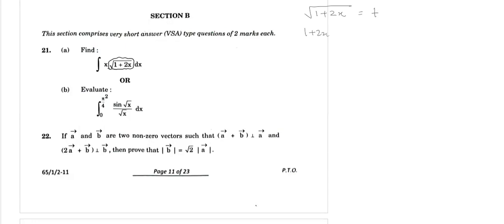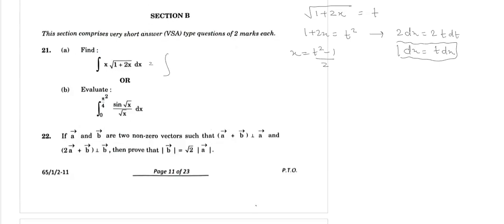So 1 plus 2x will be what? It will be t square. So from here, x will be equal to t square minus 1 by 2. Also, if you differentiate this, you will get 2 dx is equal to 2t dt. That is, dx is equal to t dt. You will remember this. Okay. Now, let us move to our question now.